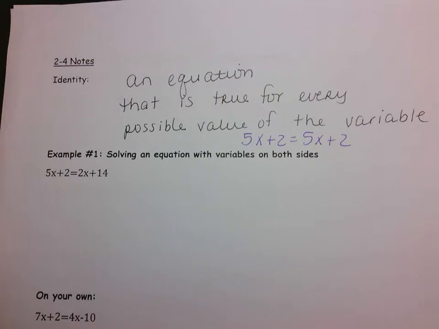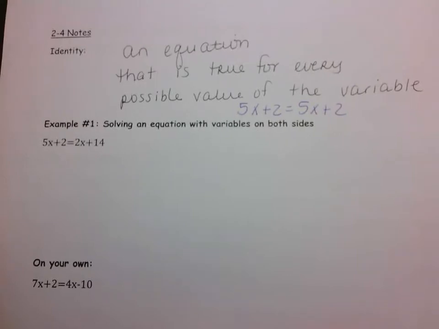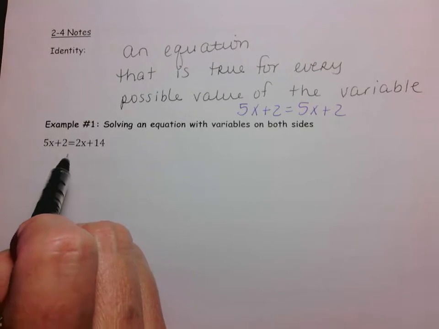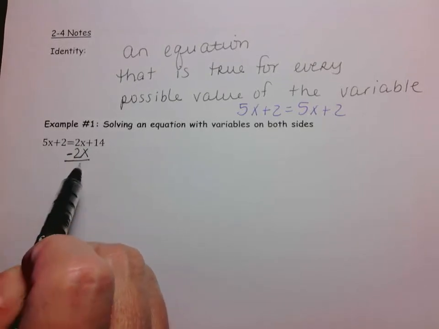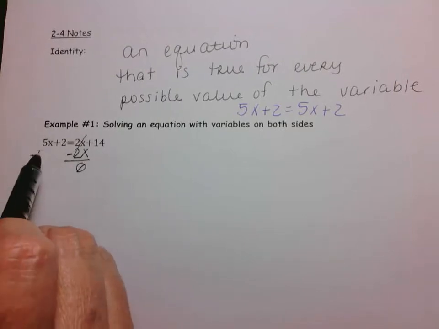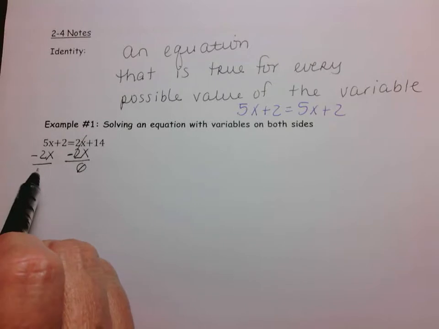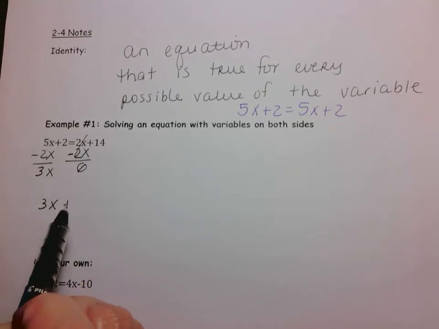So example number 1, solving an equation with variables on both sides. The goal remains the same. I want to get x by itself on one side of the equation with a coefficient of 1. So how am I going to do that? Well, I need to get the x's together. And so what I'm going to do is subtract 2x from both sides, and that will give me 3x plus 2 equals 14.